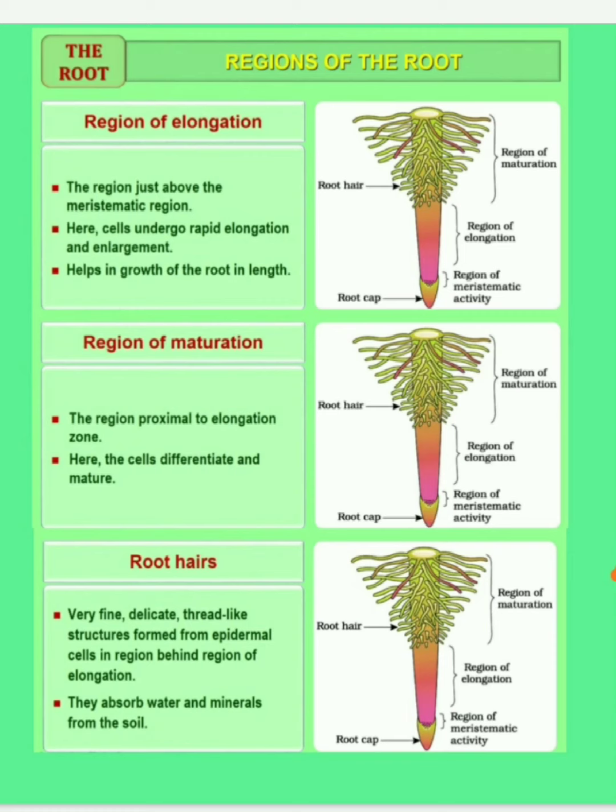The next region we have is the region of maturation. You can see it in the picture. At the apical region we had the root cap. Above the root cap we have the region of meristematic activity, then the region of elongation, and above it the region of maturation. Here the cells differentiate and undergo maturation.